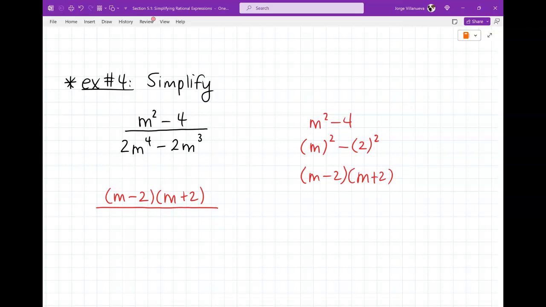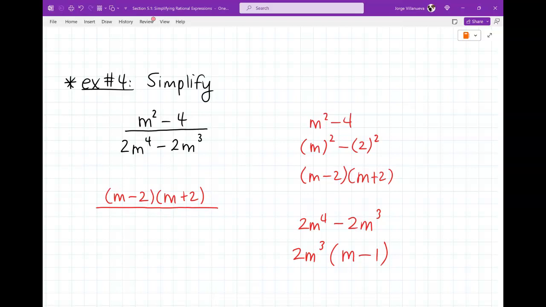Okay? I see 2m to the fourth minus 2m to the third. Do they have anything in common? 2m cubed. All right, so let me just write the question here really quick. So I'm going to take out a 2m cubed, and what's left is an m minus 1. Okay, because 2m to the fourth divided by 2m cubed is just m, and 2m cubed divided by 2m cubed is just 1.